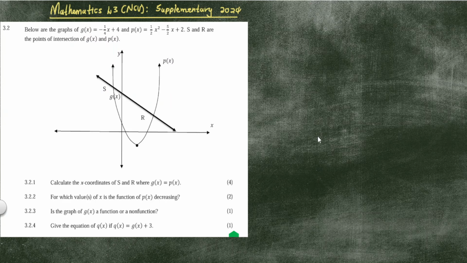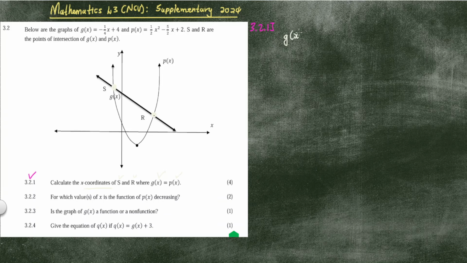Here's the next question. For this question, we are given 2 graphs, g and p. S and R are the points of intersection of g and p. In 3.2.1, they want us to calculate the x coordinates of S and R. S is right here, R right here. These are the points of intersection where g of x is equal to p of x. So we have to take g and equate it to p, and then we solve for x.